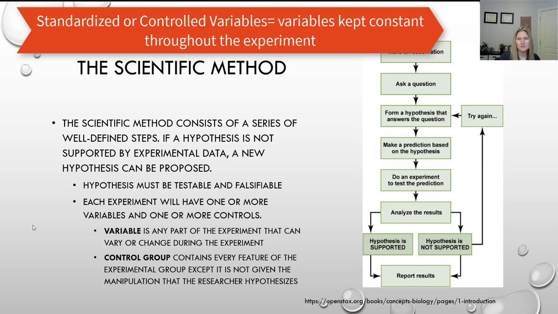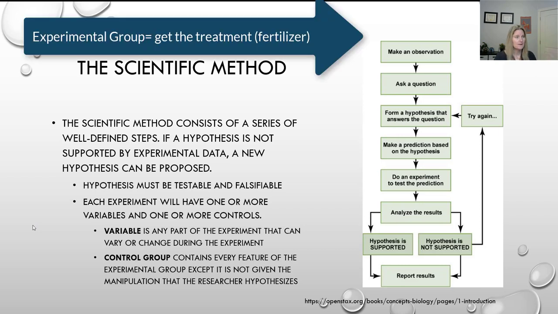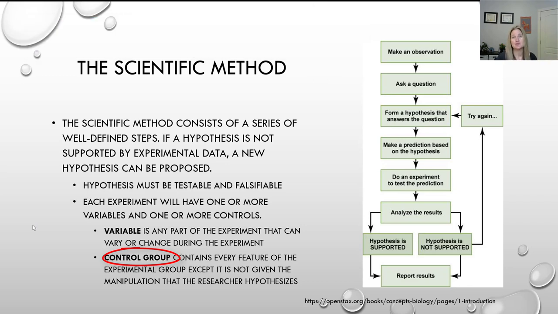So the only thing I really want to test or change in my experiment is if the plants get fertilizer or not. So when I'm developing my experiment, I might take 20 of those plants and divide them into two groups. 10 of those plants, they'll get the fertilizer. The other 10 will not.